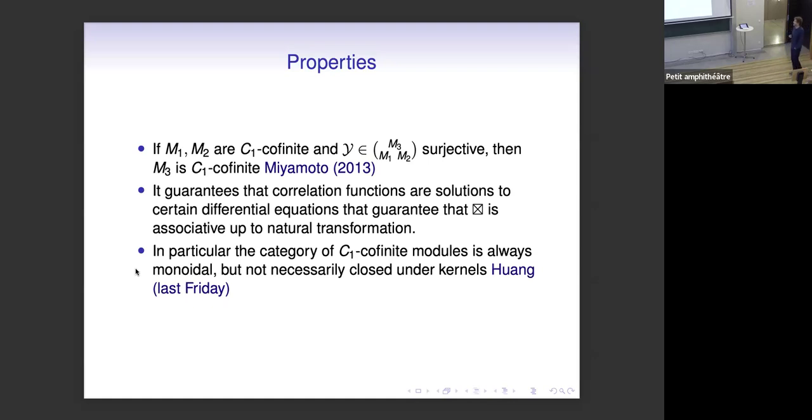So it has one big caveat. A quotient of a C1 cofinite module is always C1 cofinite. A kernel does not need to be. This means that we get a tensor category, a monoidal category, that is not necessarily abelian. It needs not be closed under kernels. This is quite annoying. It is what it is. And in practice, it means what you really want to show is actually that categories of C1 cofinite modules are closed under kernels. It should most often hold, but it won't always hold.